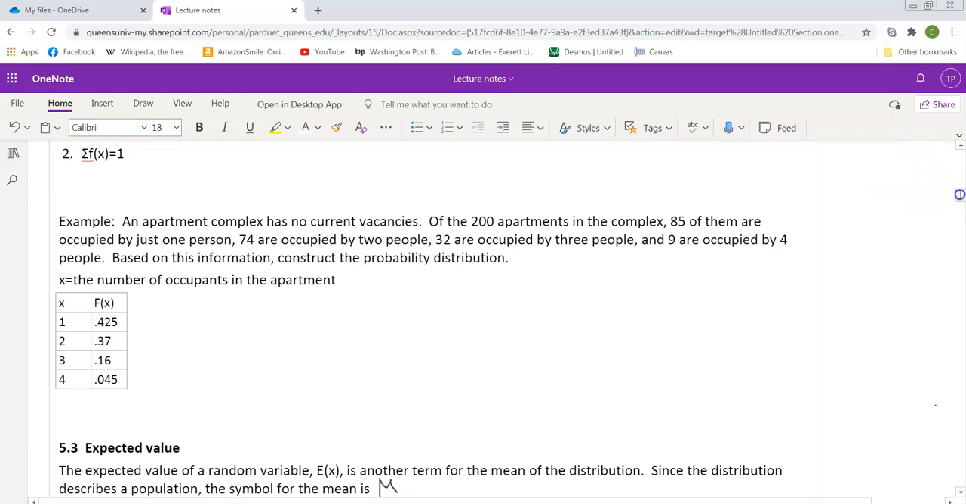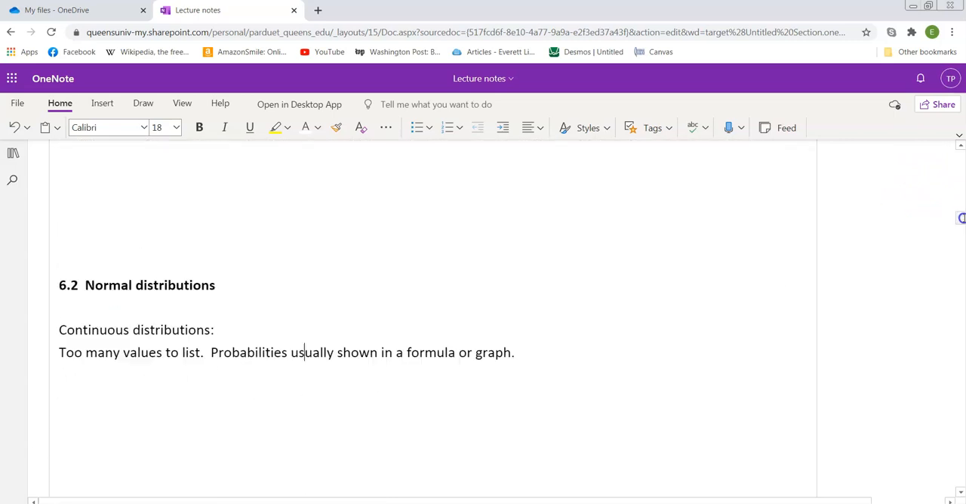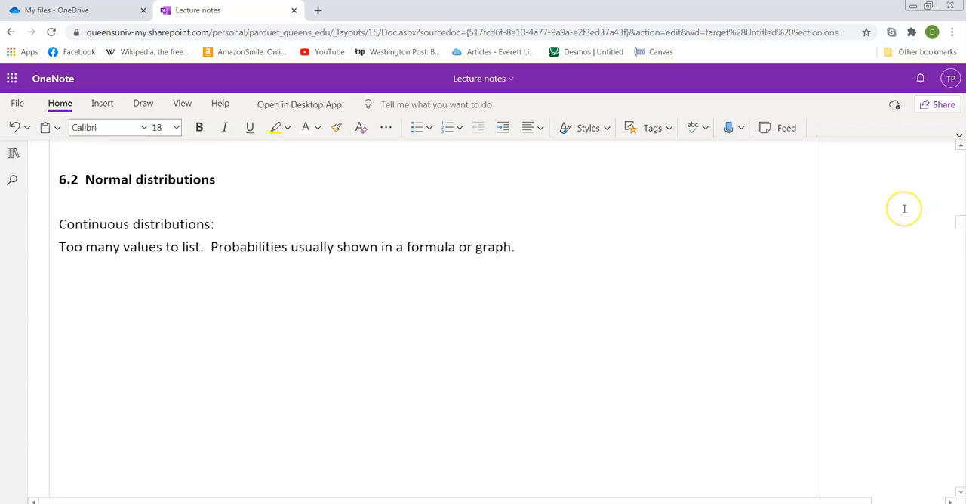Well, with continuous distributions, if you remember, a continuous random variable is one that can go out for many, many, many decimal places. In theory, infinitely many. And so what that means is that there are way too many values to list. If you had 200 observations in a data set, you would be likely to have 200 different values. So you can't list them all. So instead of listing them in a table like that, we show them in a formula or a graph.